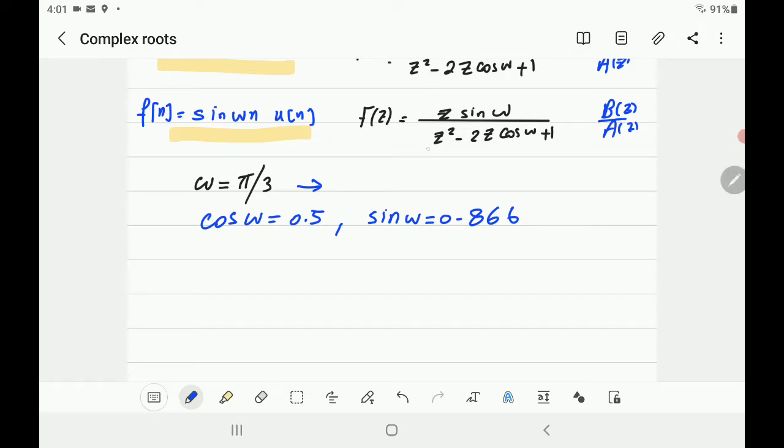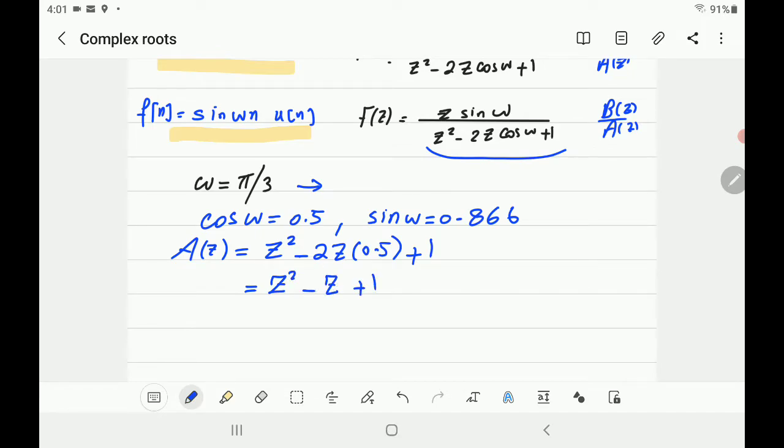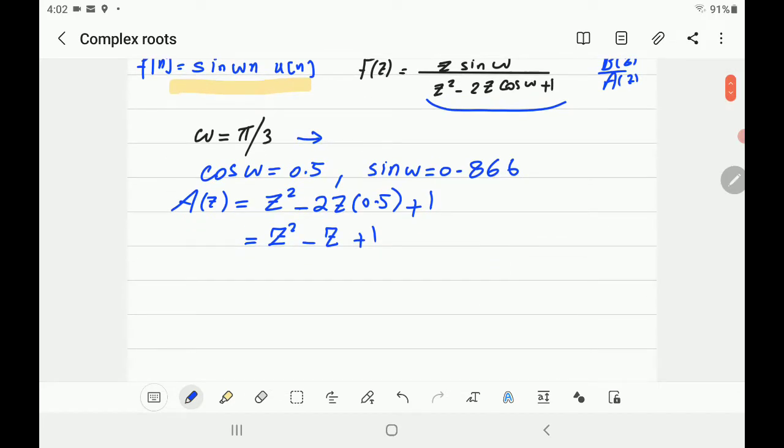But now I'd like to look at the denominator, A of Z, and investigate it. A of Z is equal to Z squared minus 2Z times cosine omega, which is 0.5, plus 1, which is equal to Z squared minus Z plus 1. Let's find the roots of this equation. You can find the roots using MATLAB or a calculator. I'm going to use MATLAB. I'll write roots of 1, minus 1, 1, and run the program.